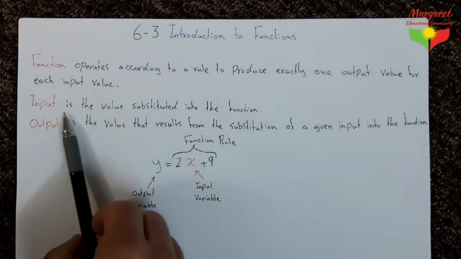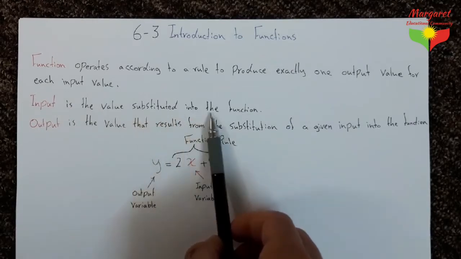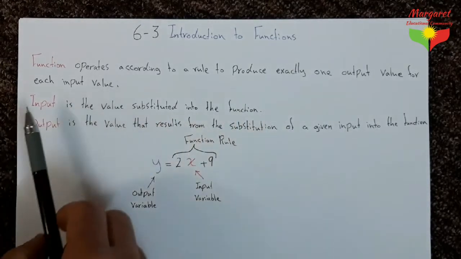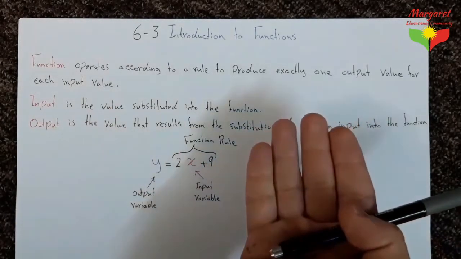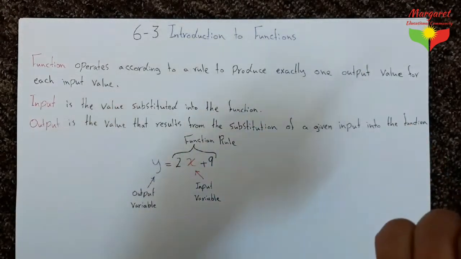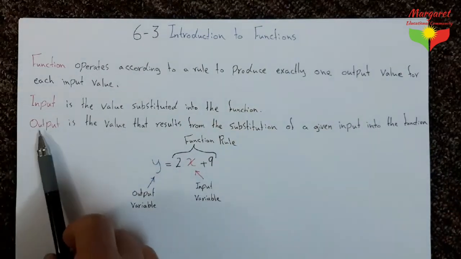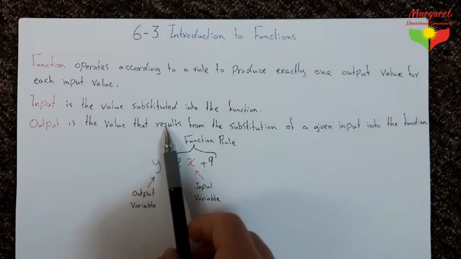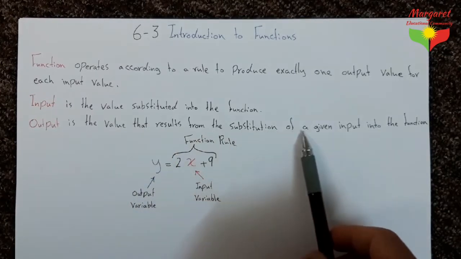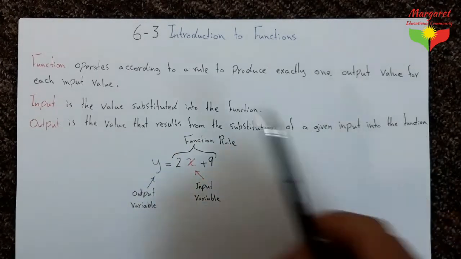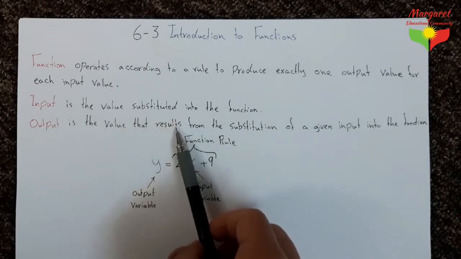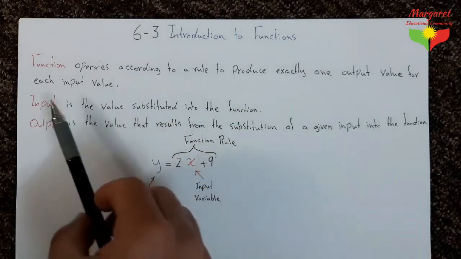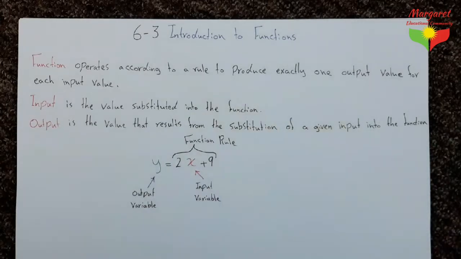And input is the value substituted into the function. و input ئەو بەهایەیە کە داخڵ ئەکرێتە ناو نەخشەکەوە، واتە دائەنرێتەوە لە نەخشەکەیە. And output is the value that results from the substitution of a given input into the function. و هەروەها outputیش ئەو بەهایەیە کە بریتیە لە ئەنجامی دانانەوەی بەهای ئینپوتەکە لە نەخشەکەیە.